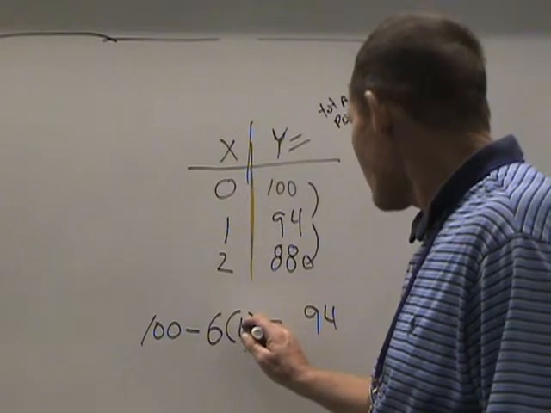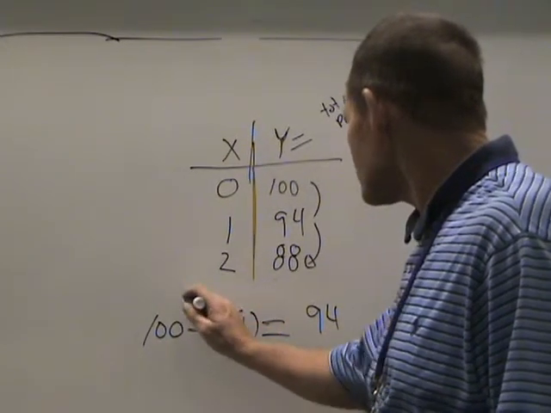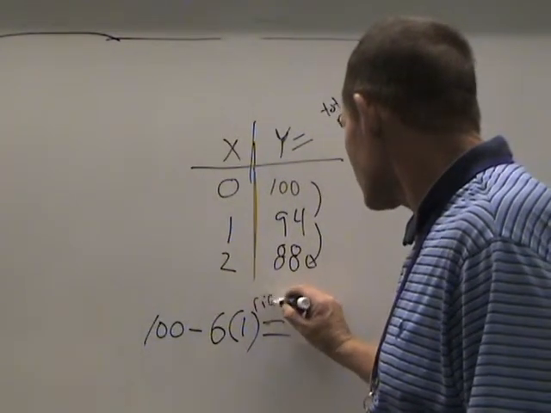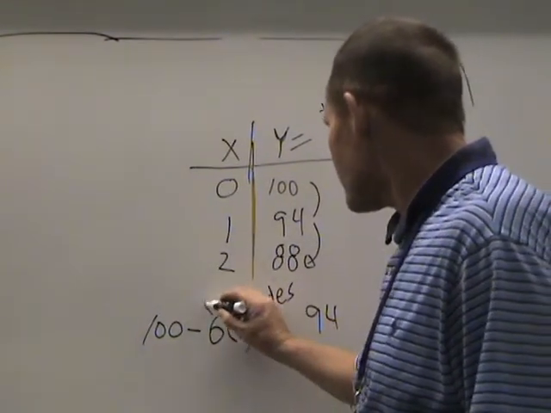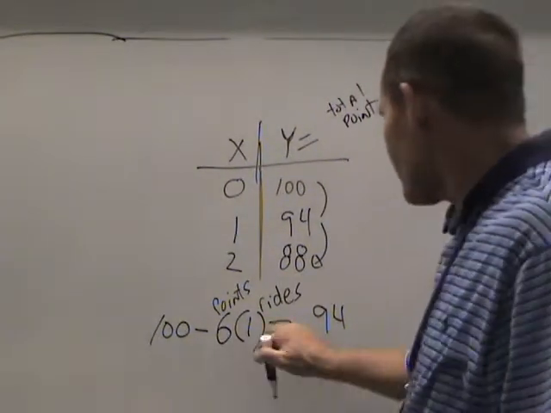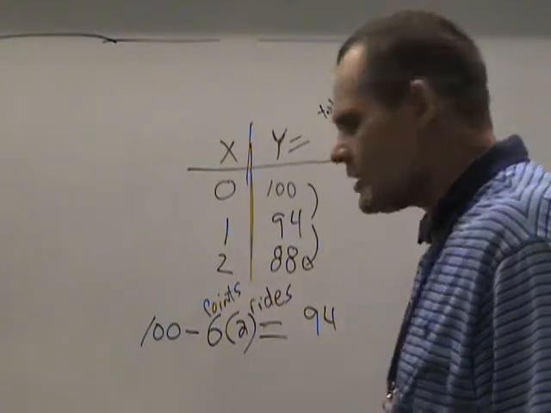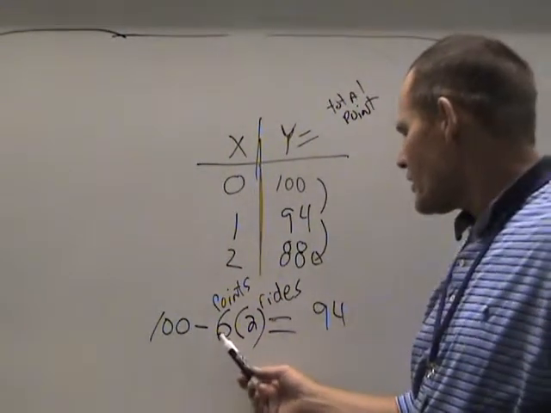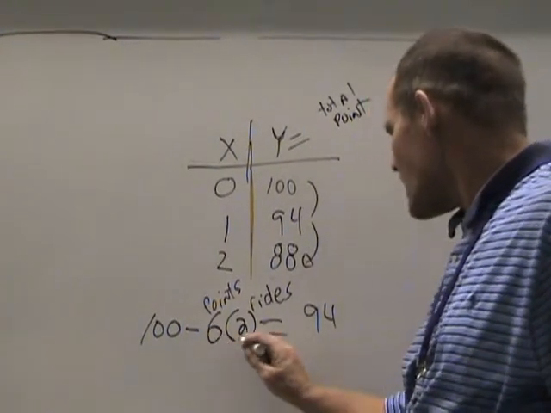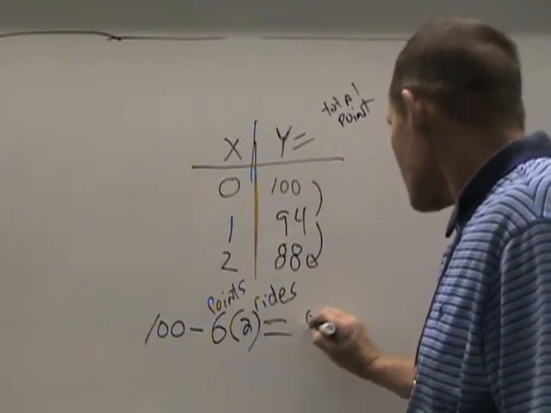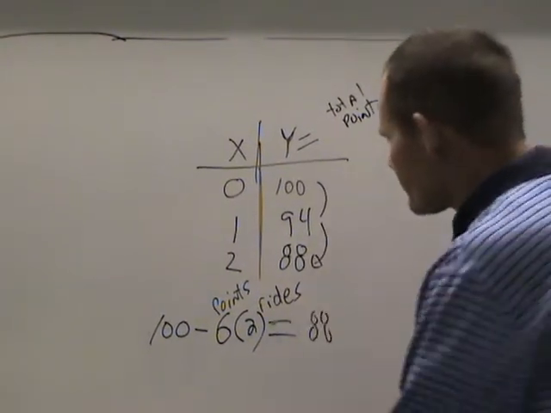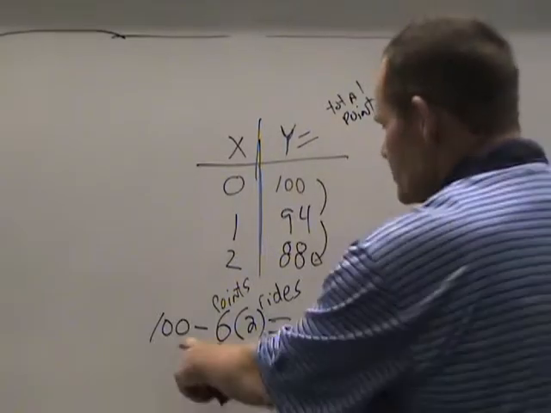So, 1 what? 1 ride. What's 100? 100 is points, actually. So 1 is rides, 6 is points in this case. Because look, suppose I do 2 rides. 100, now negative 6 times 2 is negative 12. So 100 minus negative 12 is, of all things, 88. So I've now convinced myself that this is the right formula. This is your graph, this is your formula.